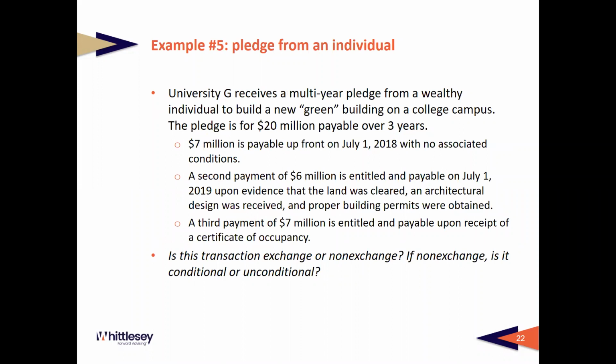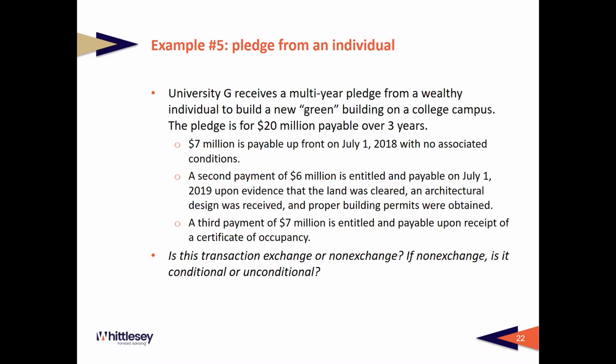So I think we'll have time to jump through our final couple examples here very quickly. Example 5 is a pledge from an individual. A university receives a multi-year pledge from a wealthy individual to build a green new building on campus. The pledge is for $20 million payable over 3 years. $7 million is payable immediately with no associated conditions.